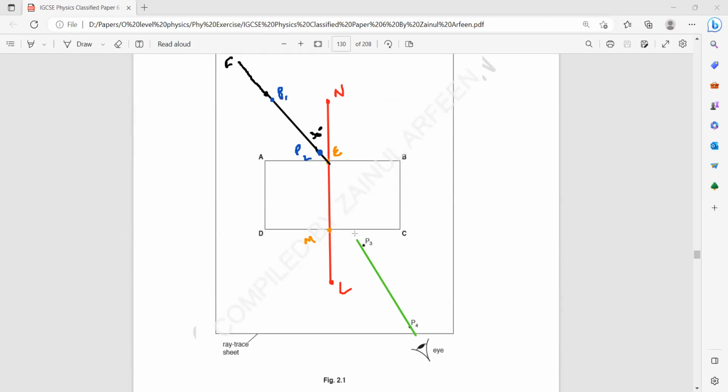We have to draw a line and continue this line until it meets the normal. You have to follow the instructions. So until it meets the normal, you label that point as K. That is the question. So join the positions P3 and P4 by a line, and the position where it intersects the normal, we label that as K.